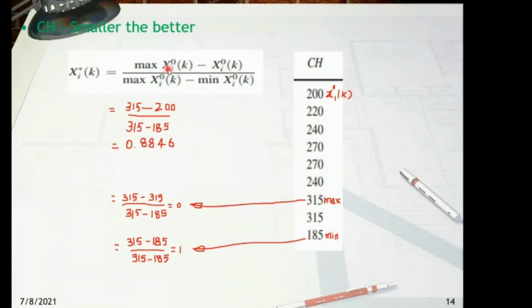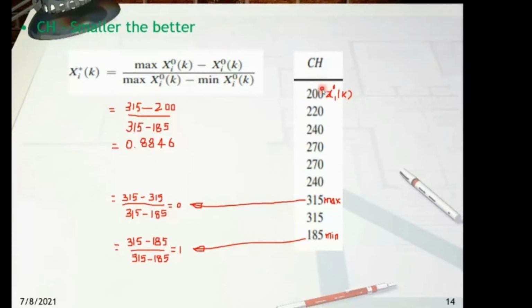Now we substitute in the equation. So this is xi of k. And in the available values, we find the maximum value and the minimum value. For the first one, the maximum is 315 minus this value 200, divided by maximum 315 minus minimum 185. When you calculate, it comes to 0.8846. That is for the first one.